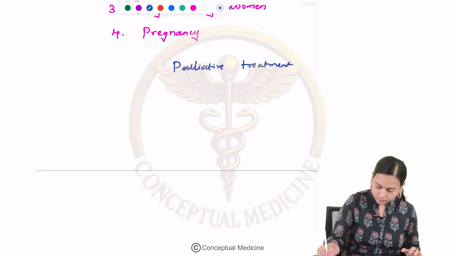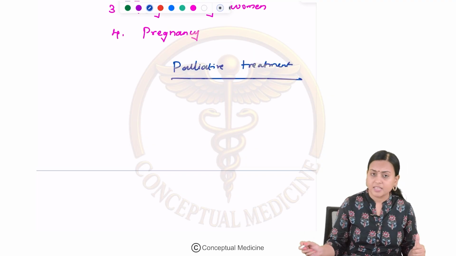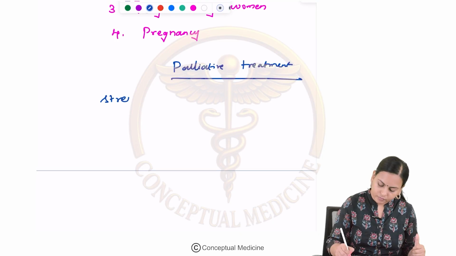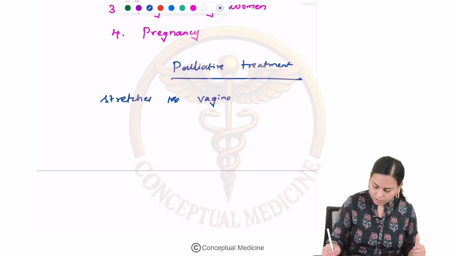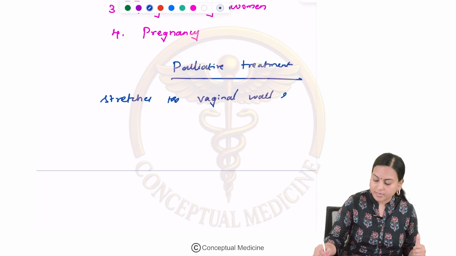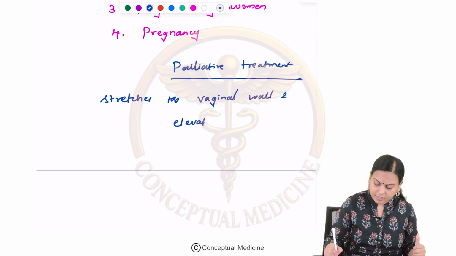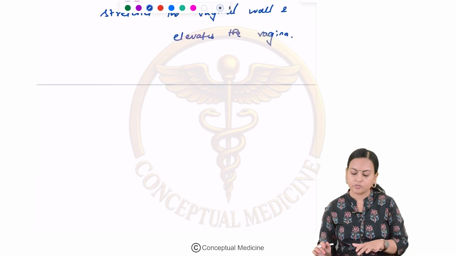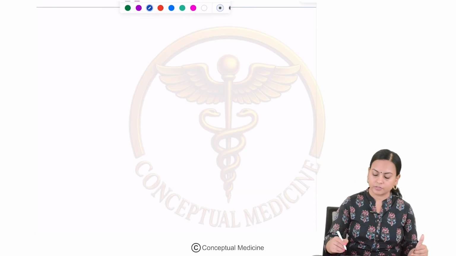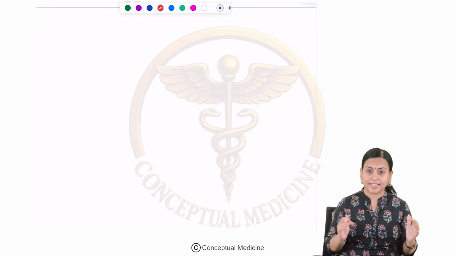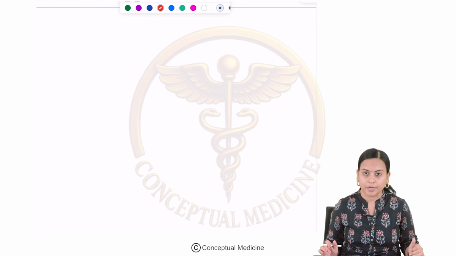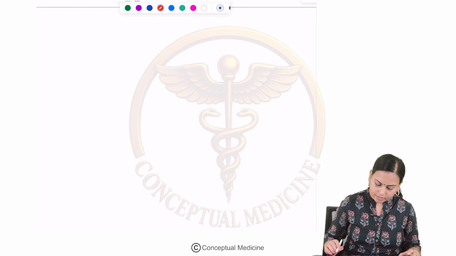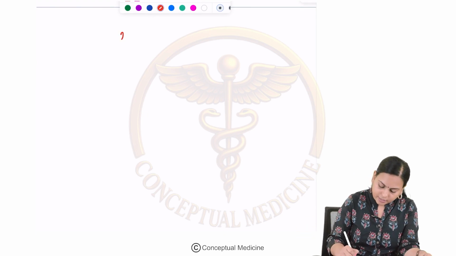So the pessary usually stretches the vaginal wall and elevates the vagina. As I have already told, this is usually given in women who are not fit for surgery and in women who decline the surgery or who is pregnant. Clear? Right. So there are 2 types of pessary.